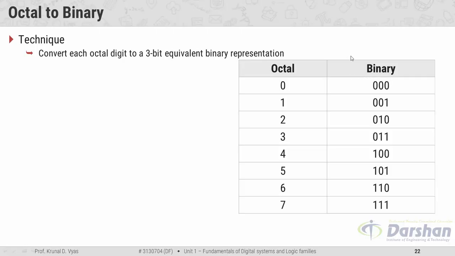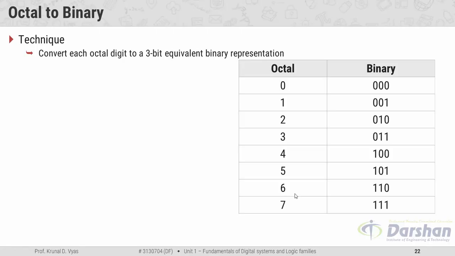So in binary representation we have 3 bits for each octal digit. Starting from right, weight of this digit is 1, next one weight is 2, next one the weight is 4. So 1, 2 and 4 are the weights of the 3-bit binary equivalents.